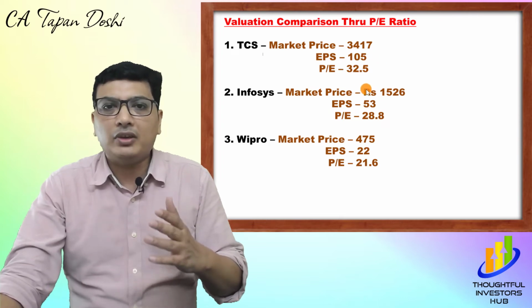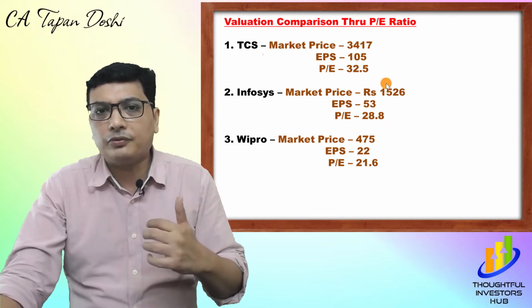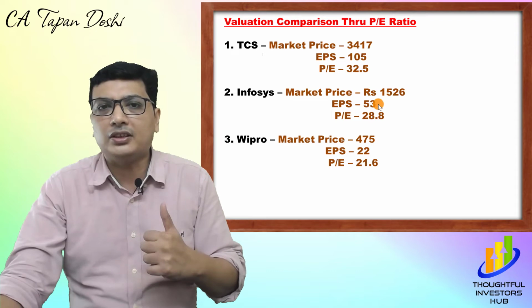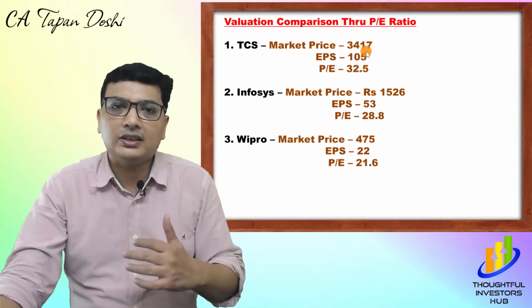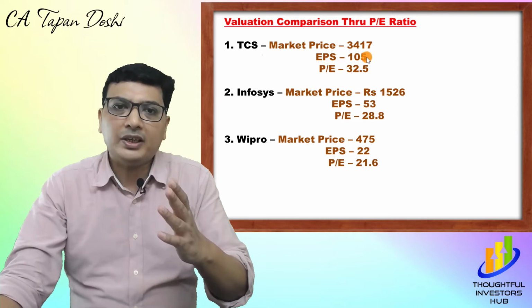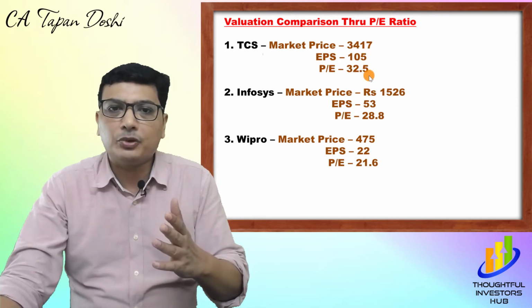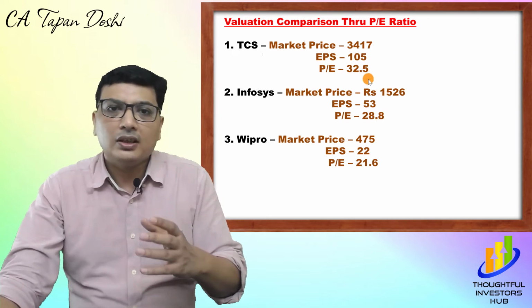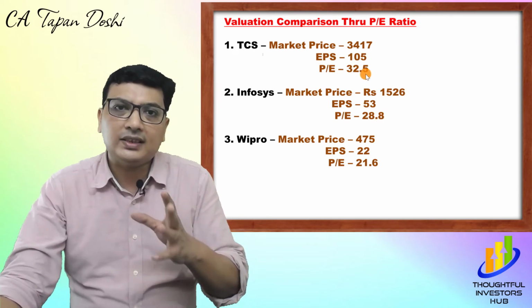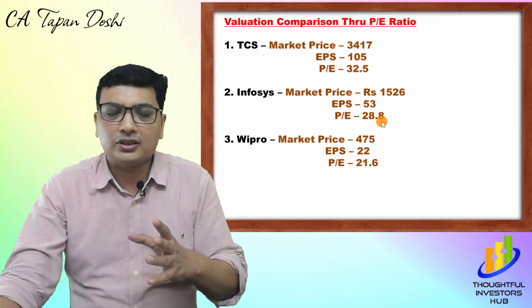Okay. Now EPS here is 105 and here EPS is 53. But if you see, the P ratio is nothing but market price divided by EPS, that is 32.5, and here it is 28.8. However, if you see, the P ratio of TCS is higher than Infosys, correct?